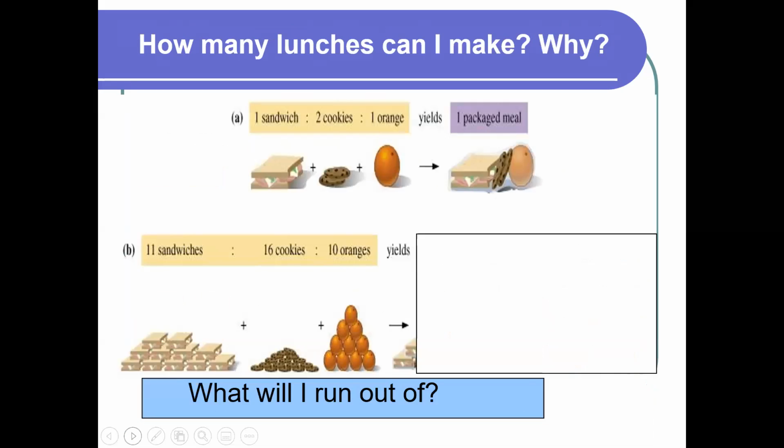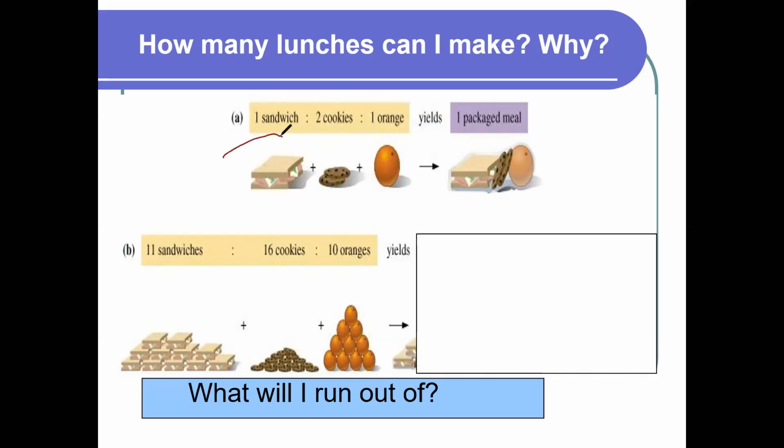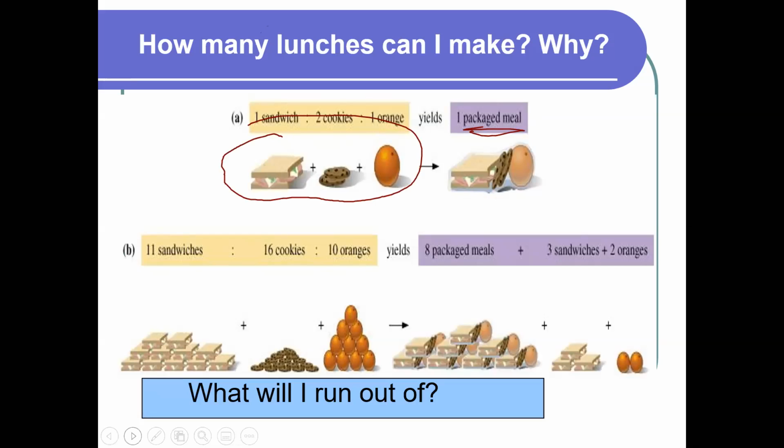So this is, let's say, a Lunchable. For every Lunchable, you need a sandwich, 2 cookies, and an orange. So that's going to be your meal. Once we make our meal, this is the amount of stuff we have. It's asking how many meals we are going to make? So we make 8 meals, and this is our leftover, the 3 sandwiches and 2 oranges.